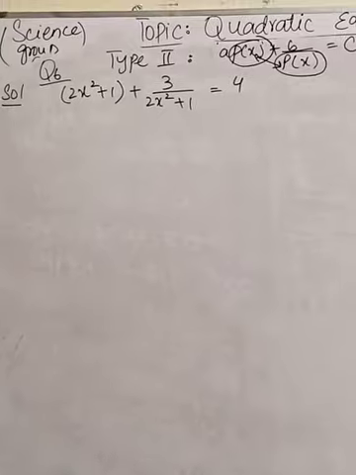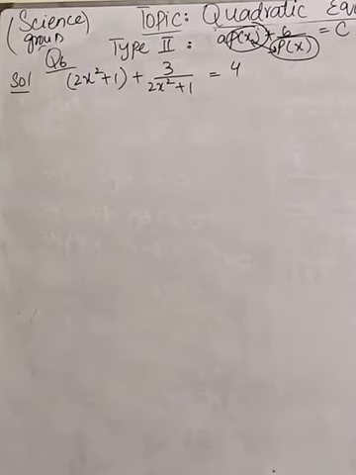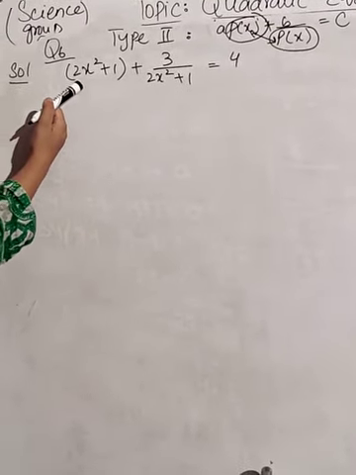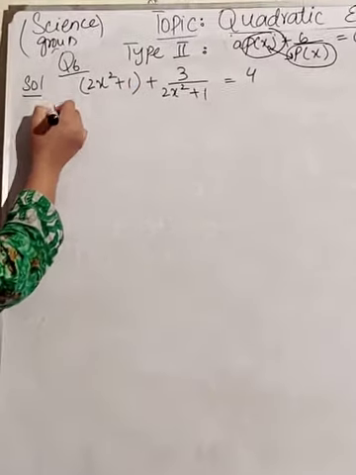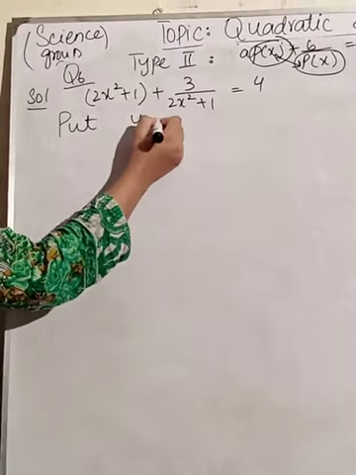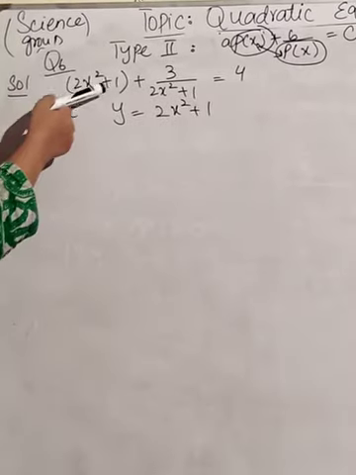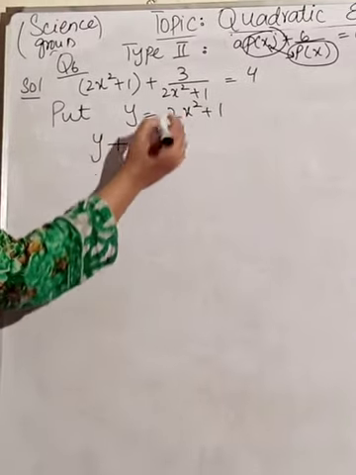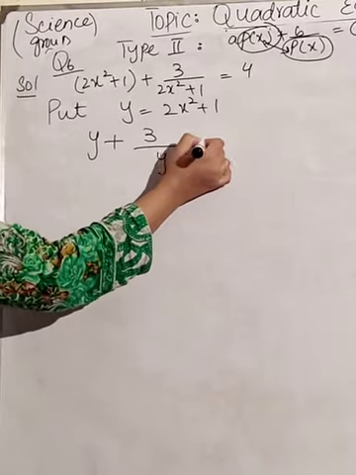Like if I talk about question number 6, we have 2x square plus 1 plus 3 over 2x square plus 1 is equal to 4, right? Now you can observe that this value is just a single term as a numerator, but this is in the denominator. So this is the second type. So I need to substitute y is equal to 2x square plus 1. So simple, the question will be 2x square plus 1 replaced by y, then plus 3 divided by y, that is equal to 4.